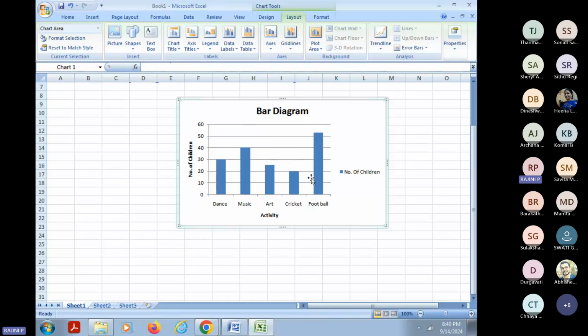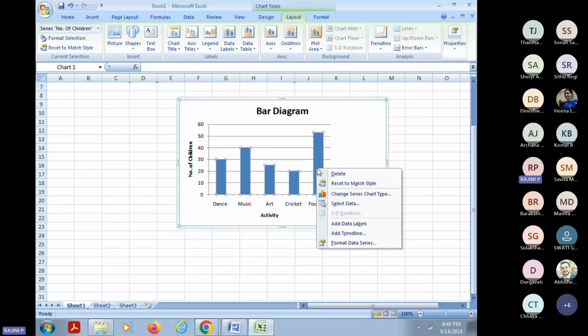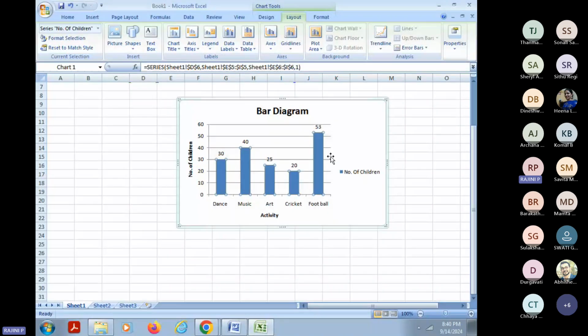Now I wanted to see the numbers also on the bar diagram. Then how can I do that? On any one bar, right click and then add data labels. You'll be getting the values. So in dance, there are 30 members. In music, there are 40 members. Like that it is. And if you want to go for the comparison, easily you can do it.